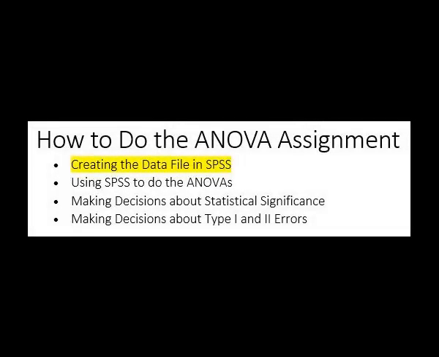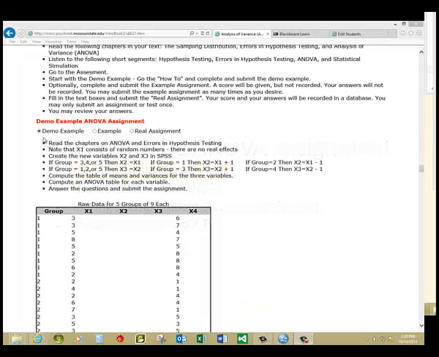This is the first of a series of short video segments showing how to do the ANOVA assignment. The first thing we need to do is to create an SPSS data file. We will use the demo example rather than the example or the real assignment for this demonstration.